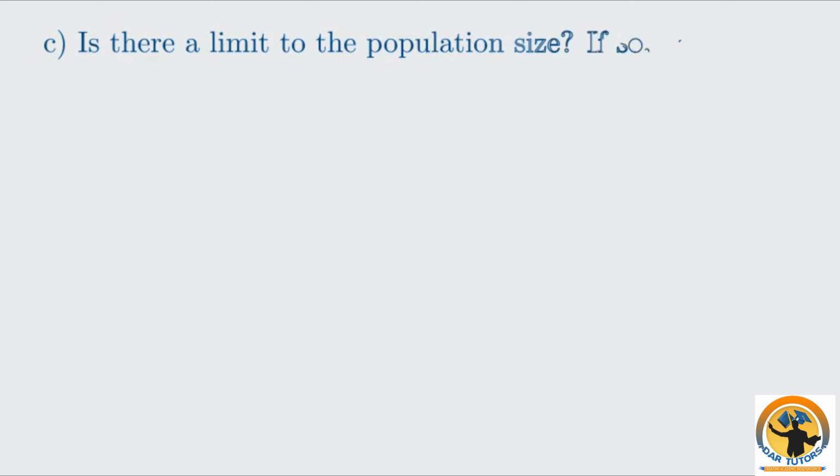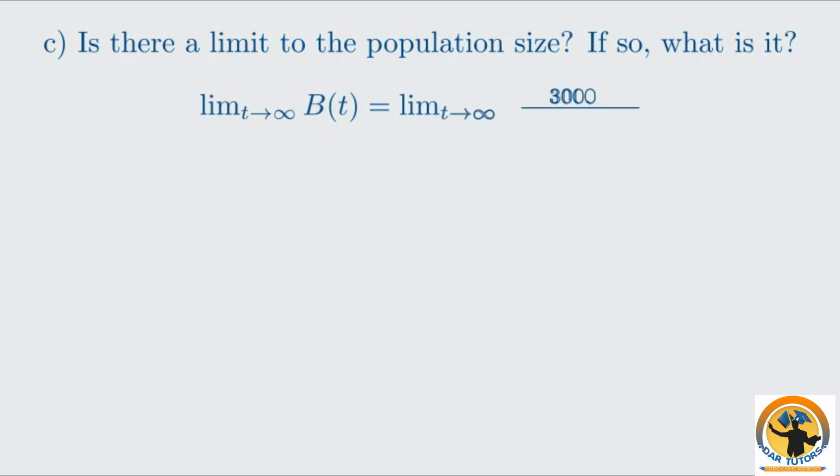Part C asks if there is a limit to the population size, and if so, what it is. This is a question about the long-term behavior of the function, which we can find by taking the limit as t approaches infinity. We need to evaluate the limit of b(t) as t goes to infinity. Let's consider the exponential term, e^(-1.73t). As t becomes very large, the exponent -1.73t becomes a very large negative number.